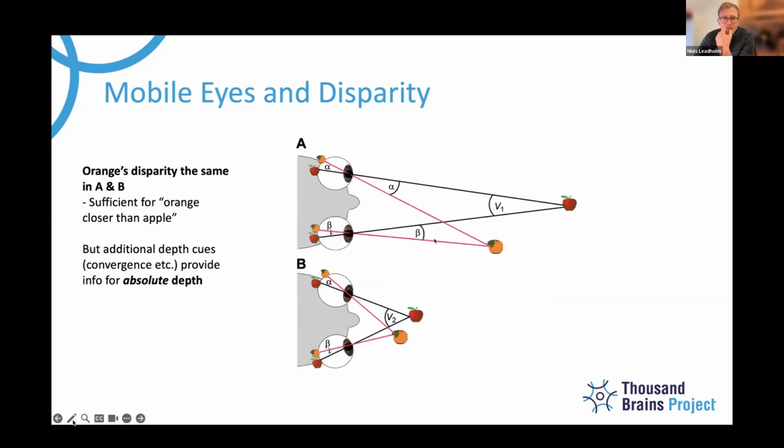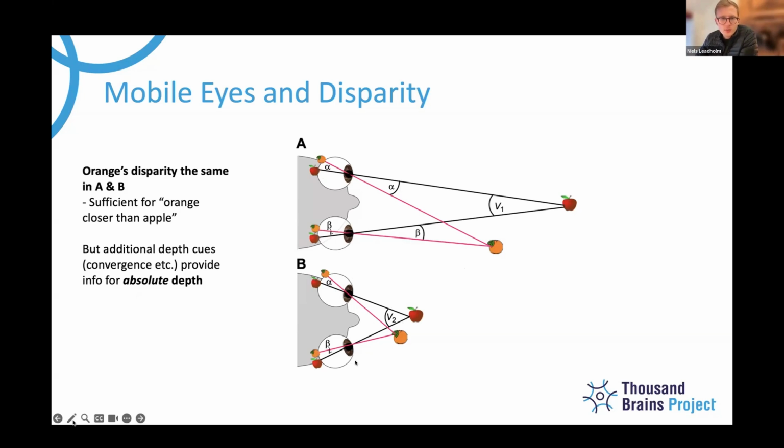But then what's kind of interesting is that generally that's not sufficient. So this gives you some sense of relative depth, but you can see how in different instances, instance A, where both objects are far away, and instance B, where they're both closer, the relative disparity sensed for the orange is the same, based on these angles here.